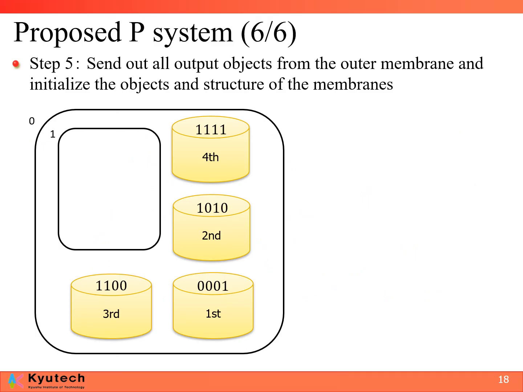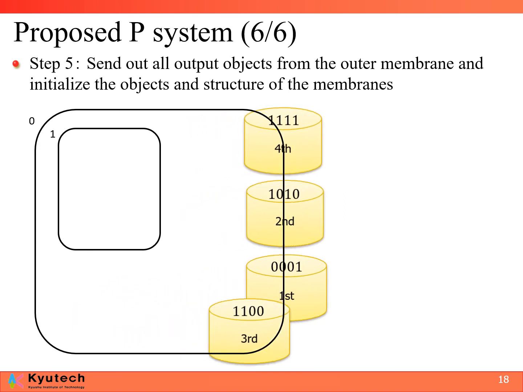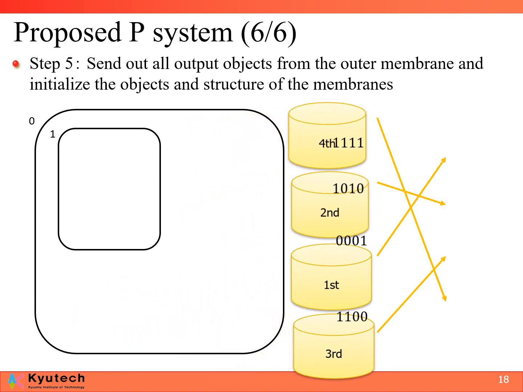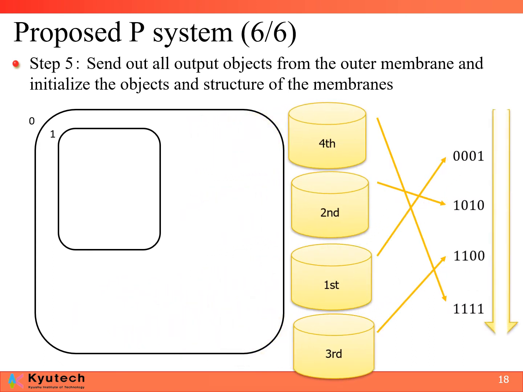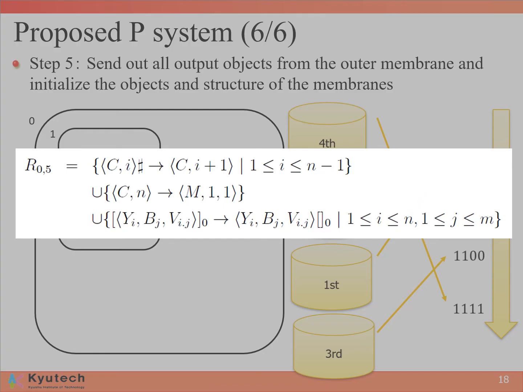In the last step, all output objects are sent out from the outer membrane, and the objects and the structure of the membranes are initialized. Like this example, we can obtain the sorted binary numbers as output. This step consists of these evolution rules.